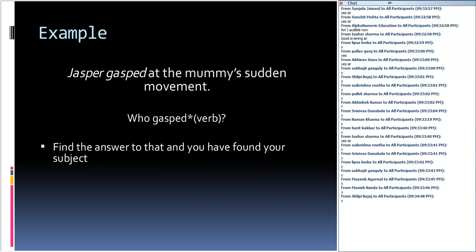Now, for example, take a look at the sentence: Jasper gasped at the mummy's sudden movement. So ask yourself the question, who gasped? Who performed this action? You know it is Jasper. So we know that the subject for this sentence is Jasper. When you find the answer to this question, you have found your subject.